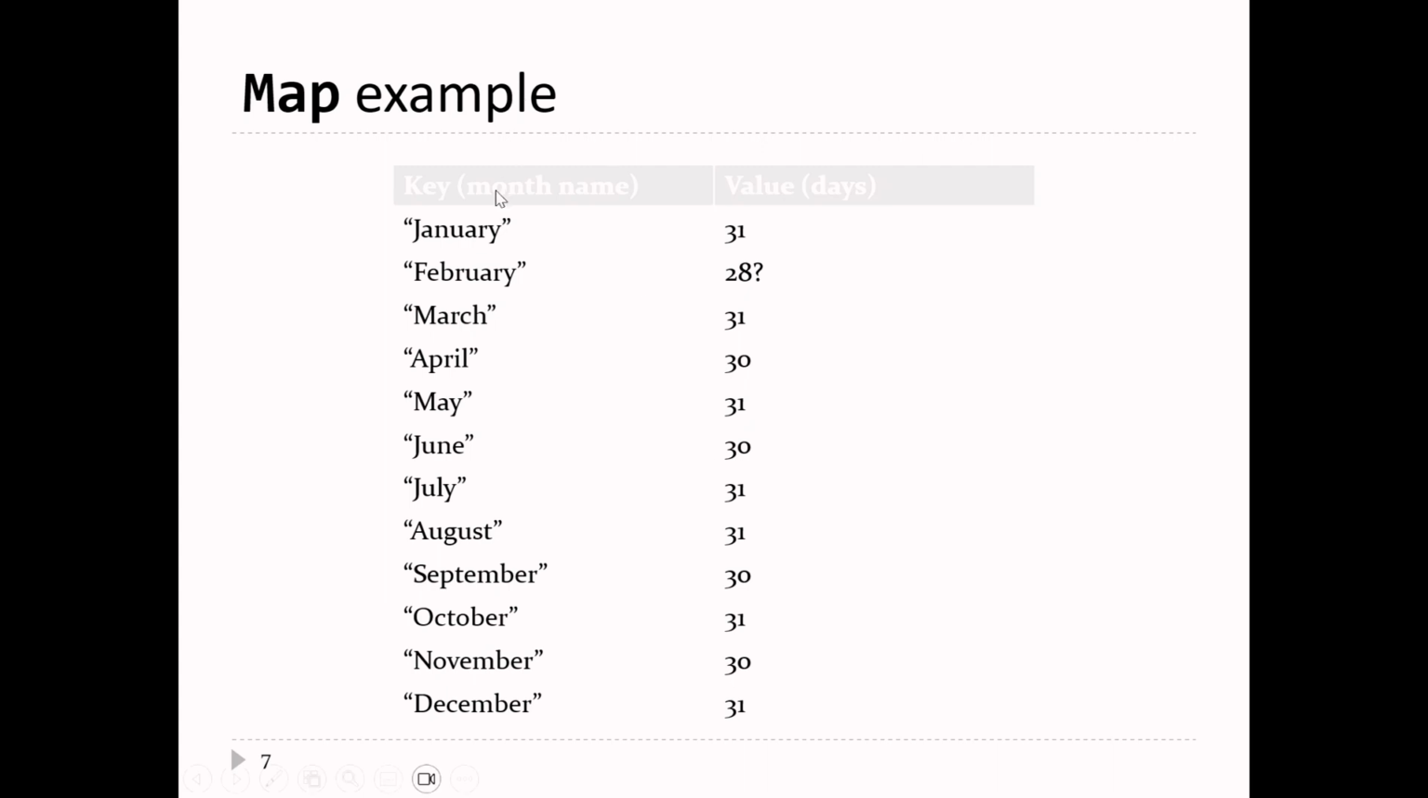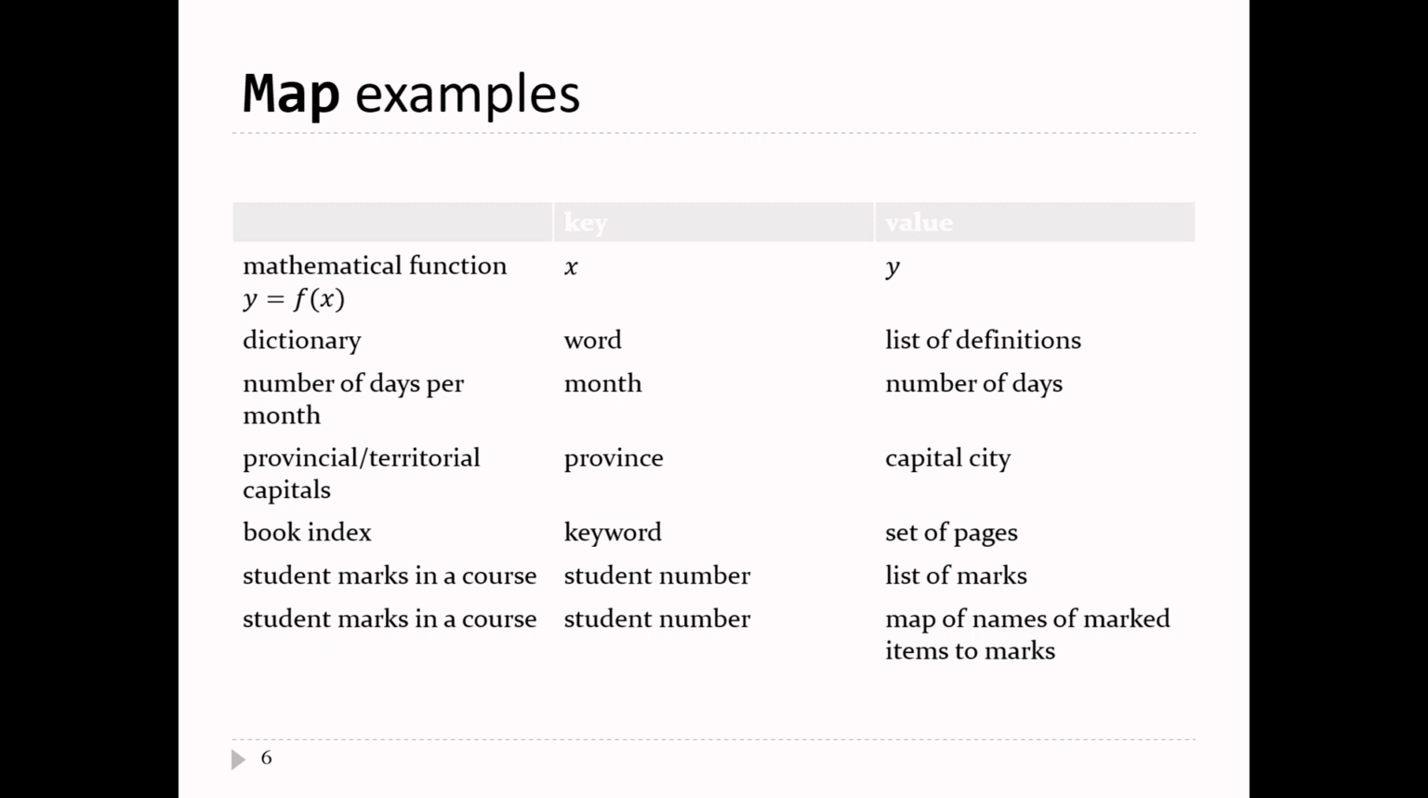So a list, this column here would just be the numbers: 0, 1, 2, 3, 4, 5. So you can think of a list as being a kind of map where the keys are the indexes. Okay, so there's lots of different examples of maps for engineering and scientific purposes.